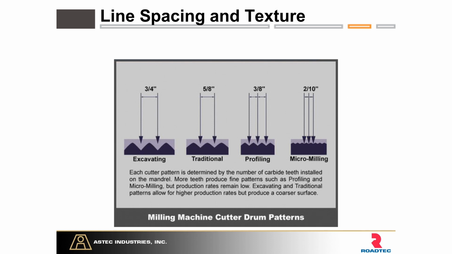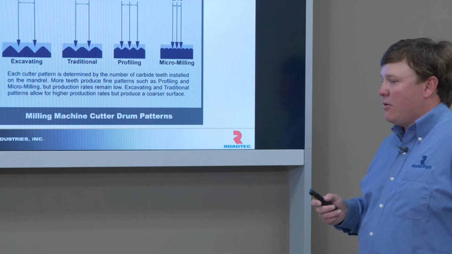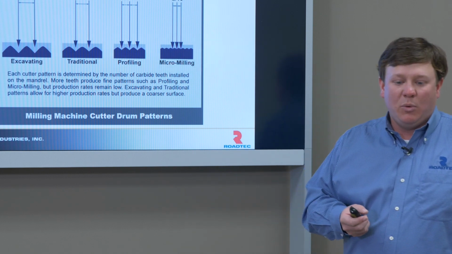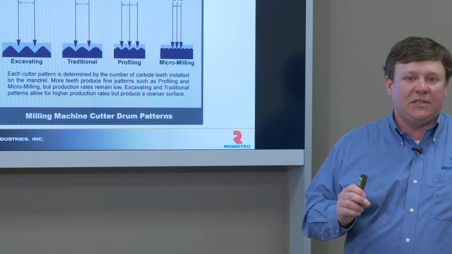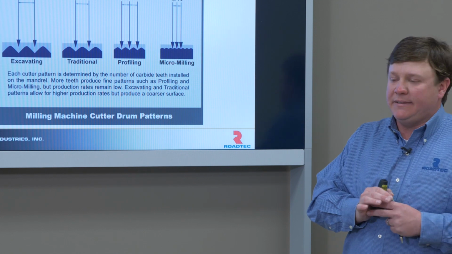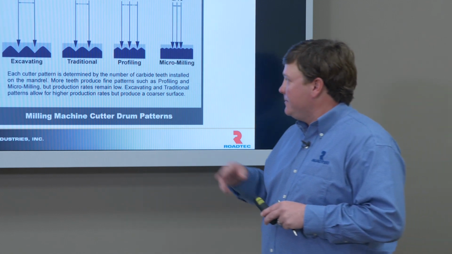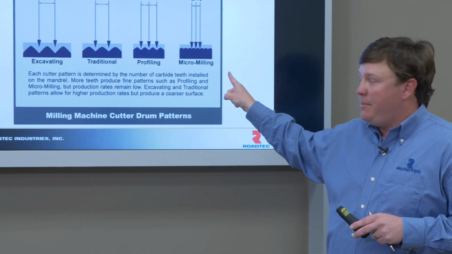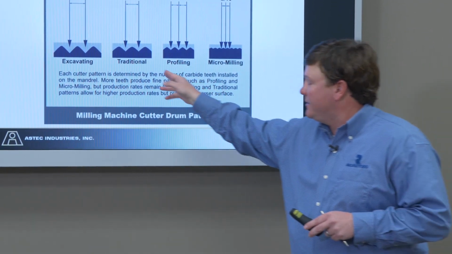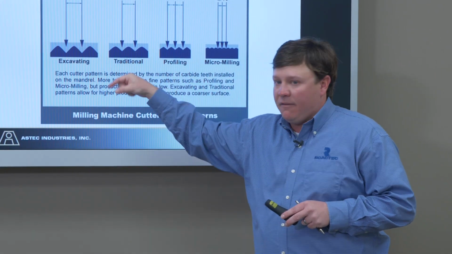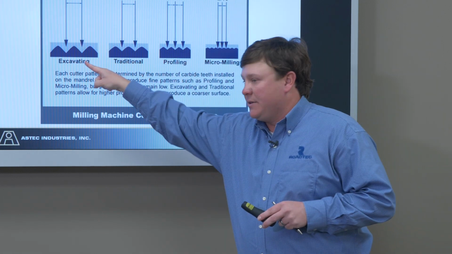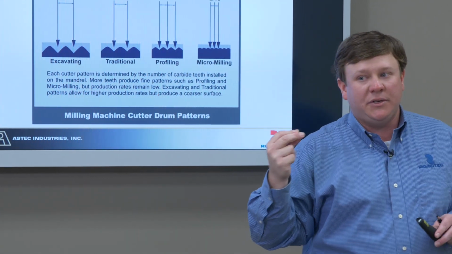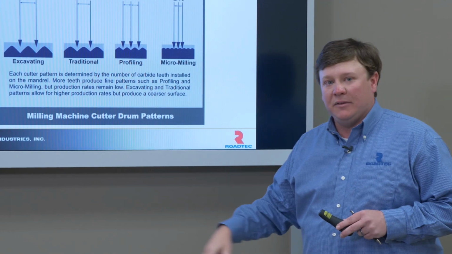And then you have a profiling drum. We call profiling anything between 5/8 inch and 2/10 inch. 2/10 of an inch is a micro milling pattern. Micro milling is typically done when we have a very, very thin overlay of asphalt coming, because the thinner the overlay of asphalt, the finer the surface needs to be. If you were to try to overlay this rough texture with a very thin layer of asphalt, this surface would mirror through, and we wouldn't be achieving much. We'd have a newly paved rough surface.